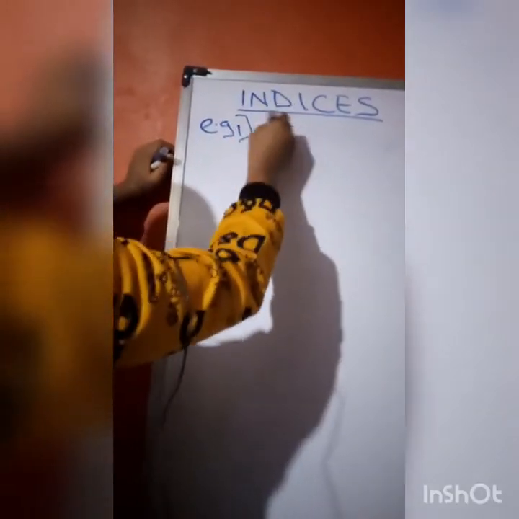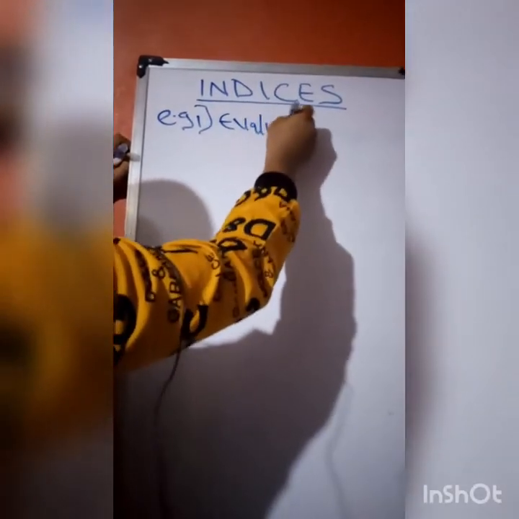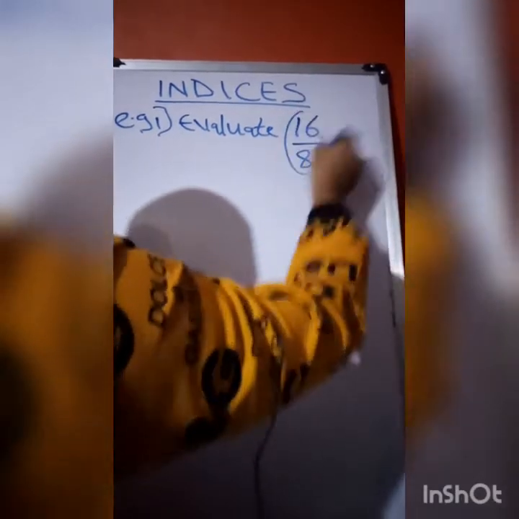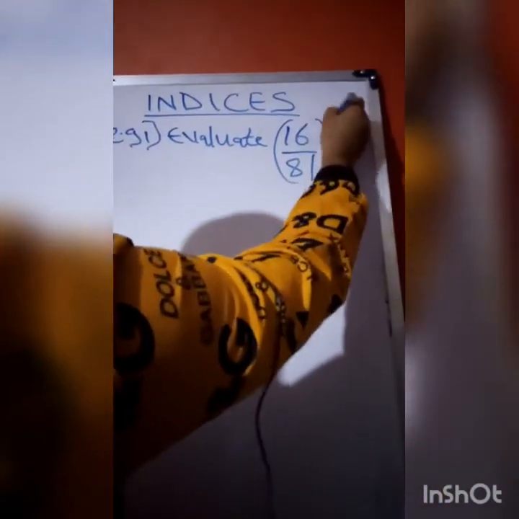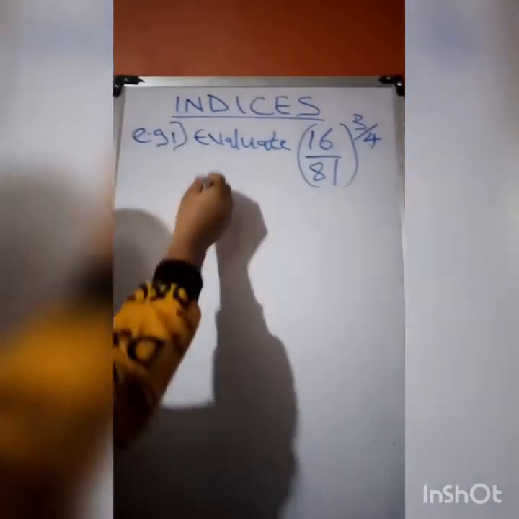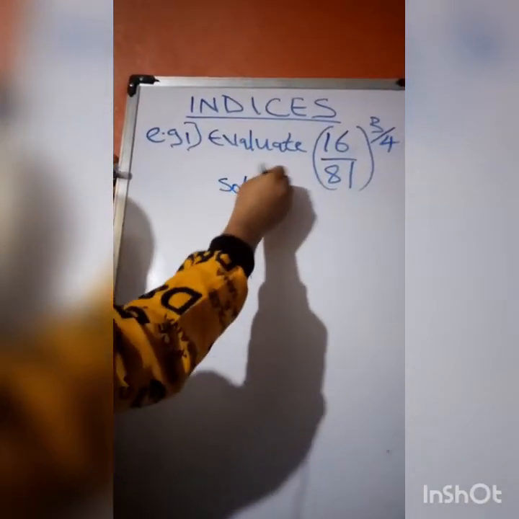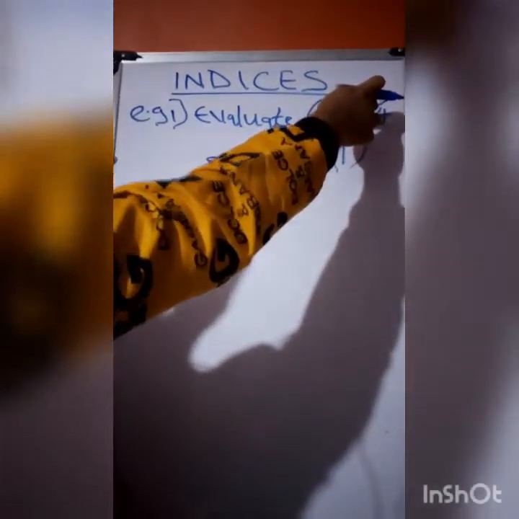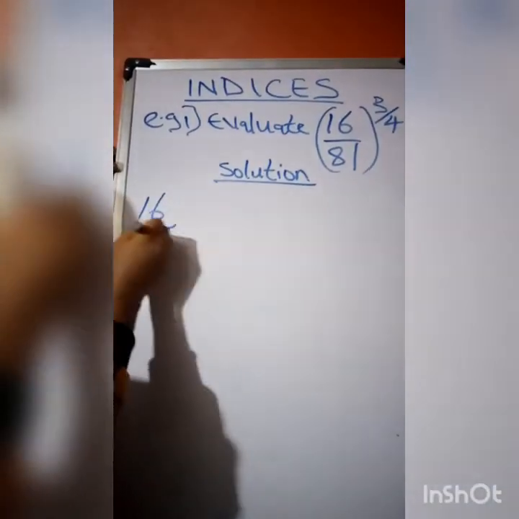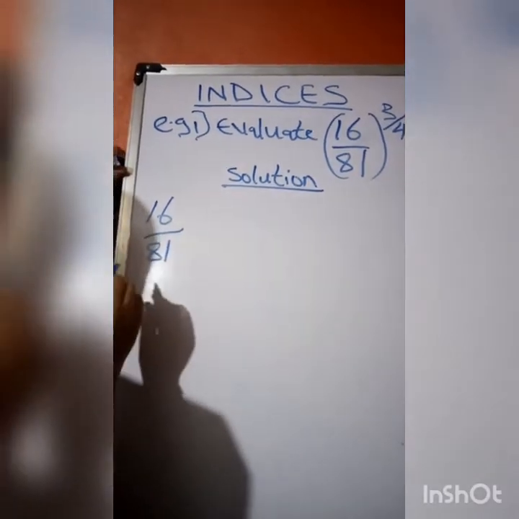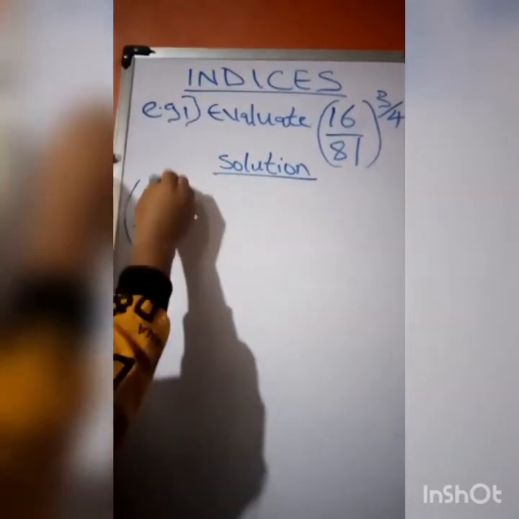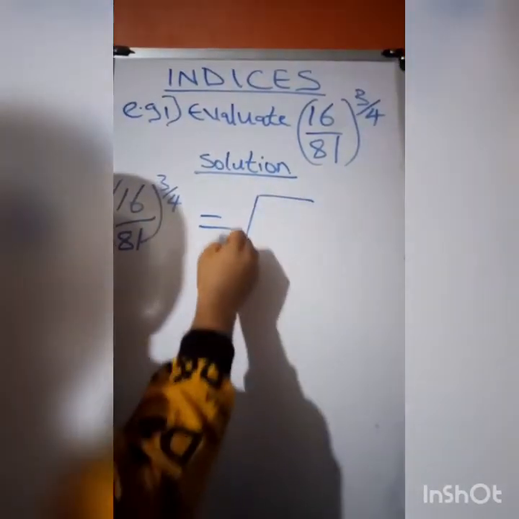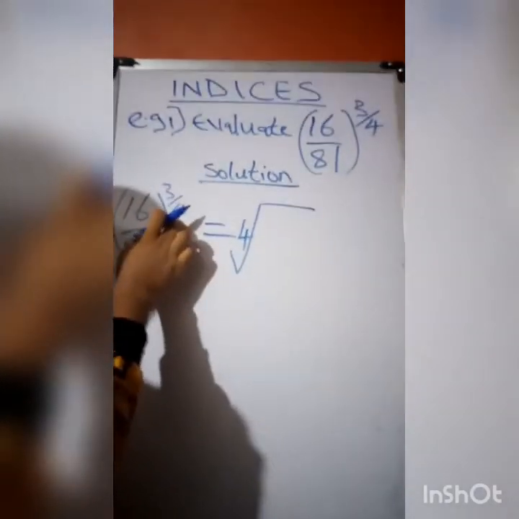Example 1. They said evaluate 16 over 81 raised to power of 3 over 4. Our solution: this is a fractional index. Remember your rule of fractional index. What does the rule of fractional index state? It says the denominator becomes the root, meaning fourth root, because the denominator here is 4.